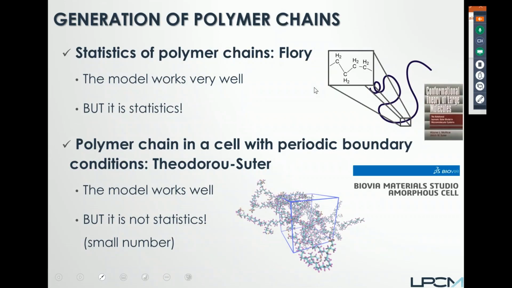So now the procedure. As I said, we can represent statistics of polymer chains. It's been done by Flory and collaborators. A very nice book from Mattice and Suter describes this approach, statistics of polymer chains. So the model works very well, except it doesn't take into account excluded volume at long range, but it's statistics. So it cannot be applied to atoms specifically. And what about representing a polymer chain from an atomistic viewpoint? Actually, the seminal work of Theodorou and Suter was a breakthrough and is implemented in Amorphous Cell.